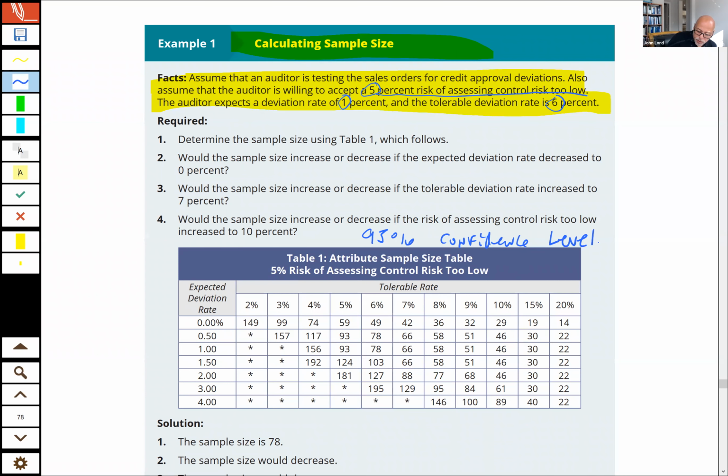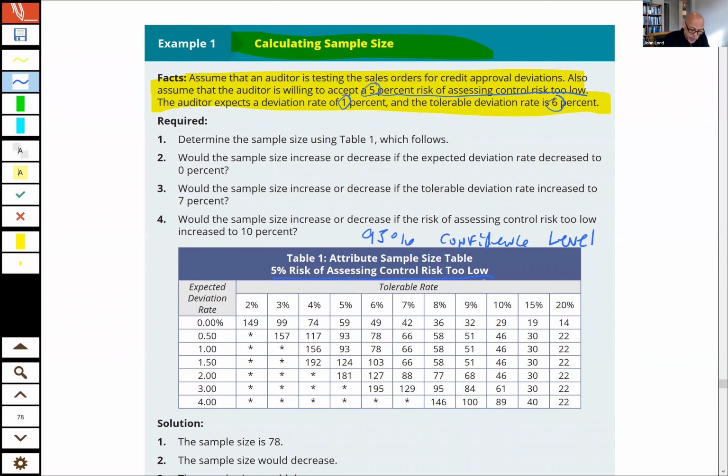That would be synonymous with what? 5% risk of assessing control risk too low. So on the exam, they may give you a couple of different tables. And if it tells you 5% risk of assessing control risk too low, you know you have to go to the 95% confidence level table, not the 90%, not the 10% risk of assessing control risk too low, right? They gave you a couple of different tables.